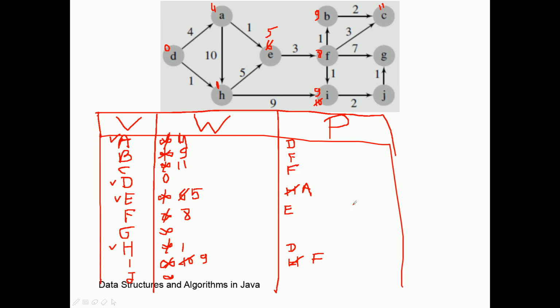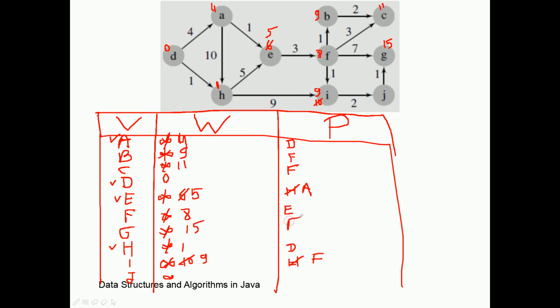We don't need G also. I'm sorry? The G? Yes, we do need the G, because F goes to G as well. 8 plus 7 is 15, and that we put in G. So G is now 15, from F.